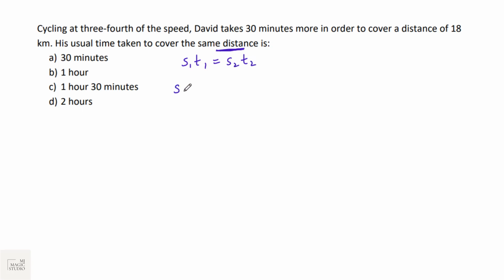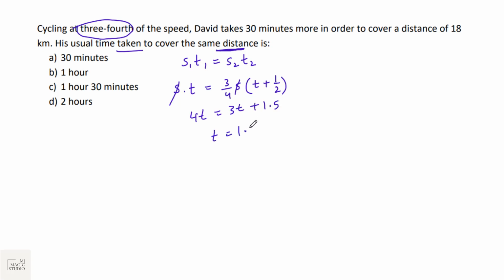Yesterday my speed was S and time taken was T hours. Today my speed is 3/4 of the previous day's speed, and that's why time taken is 30 minutes more. That means T plus 30 minutes, that is half hour more. So if I solve this, I'll get the value of T, because that is what they have asked: what is the usual time taken? So 4T equals 3T plus 1.5. T equals 1.5 hours. That is 1 hour 30 minutes.